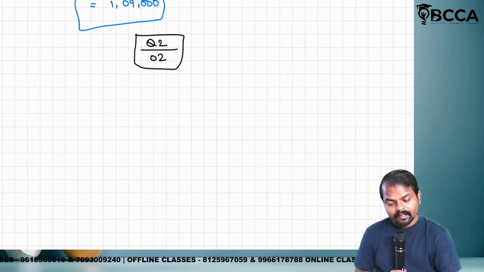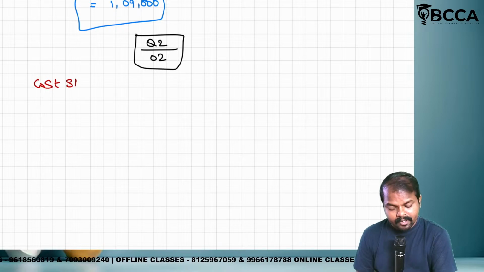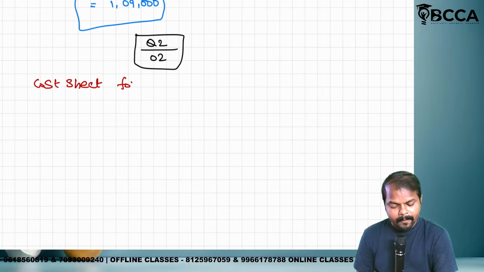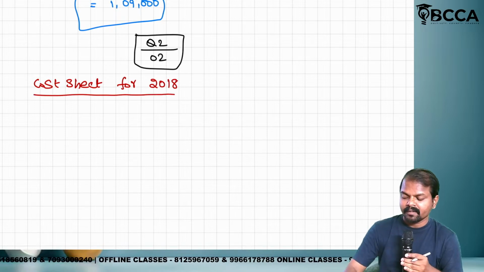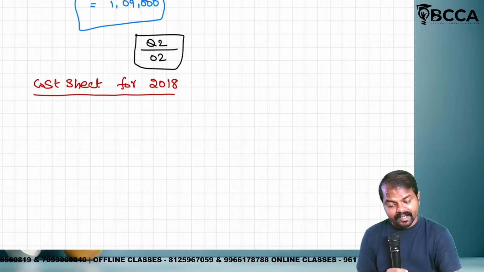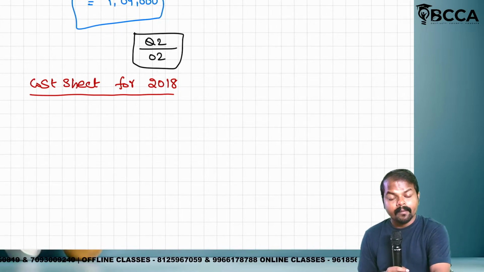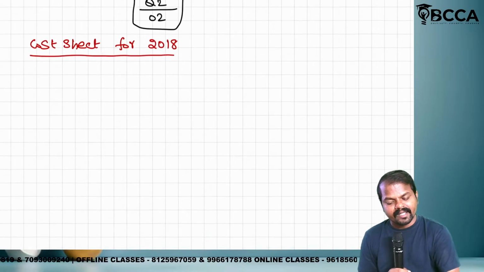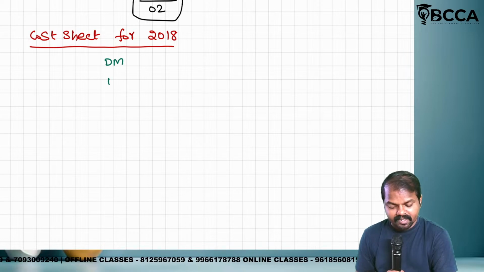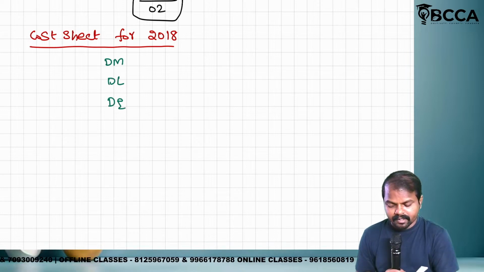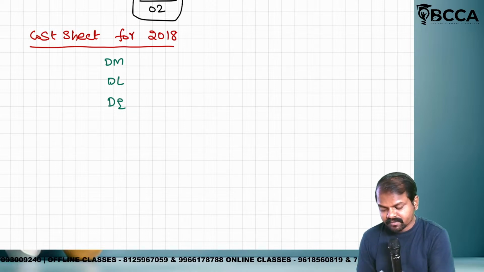Now tell me, they are asking for the cost sheet for 2018. Whenever you solve a question paper, first write the pro forma and then you will get how to start. Now tell me, direct material, direct labor, direct expense. Correct? Excellent.